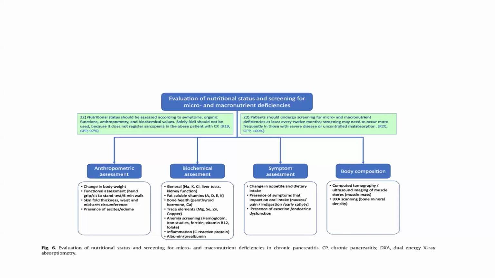Then biochemical assessment. General assessment includes sodium, potassium, chloride, liver tests and kidney function, fat soluble vitamins like A, D, E, K, bone health like parathyroid hormone, calcium, and trace elements like magnesium, selenium, zinc, and copper. Anemia screening includes hemoglobin, iron studies, ferritin, vitamin B12, folate, and inflammatory markers like C-reactive protein and albumin to pre-albumin ratio.